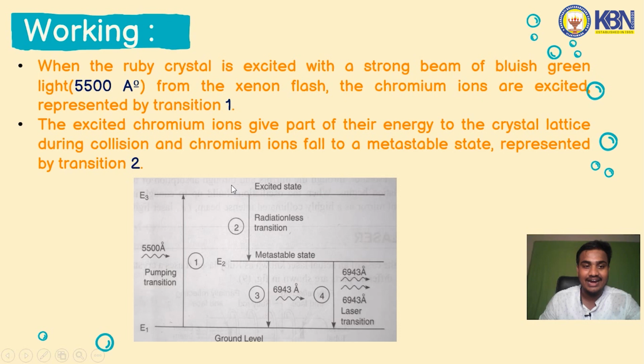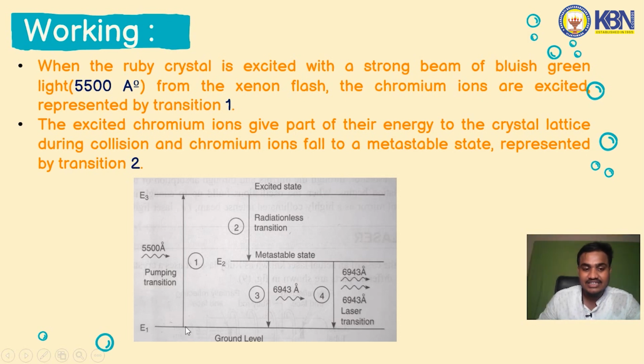Now the atoms that are present in the excited state, the excited chromium ions, will give part of their energy to the crystal lattice, and the chromium ions will fall back to the energy state E2, which is called the metastable state. This is the place where the population inversion is achieved.